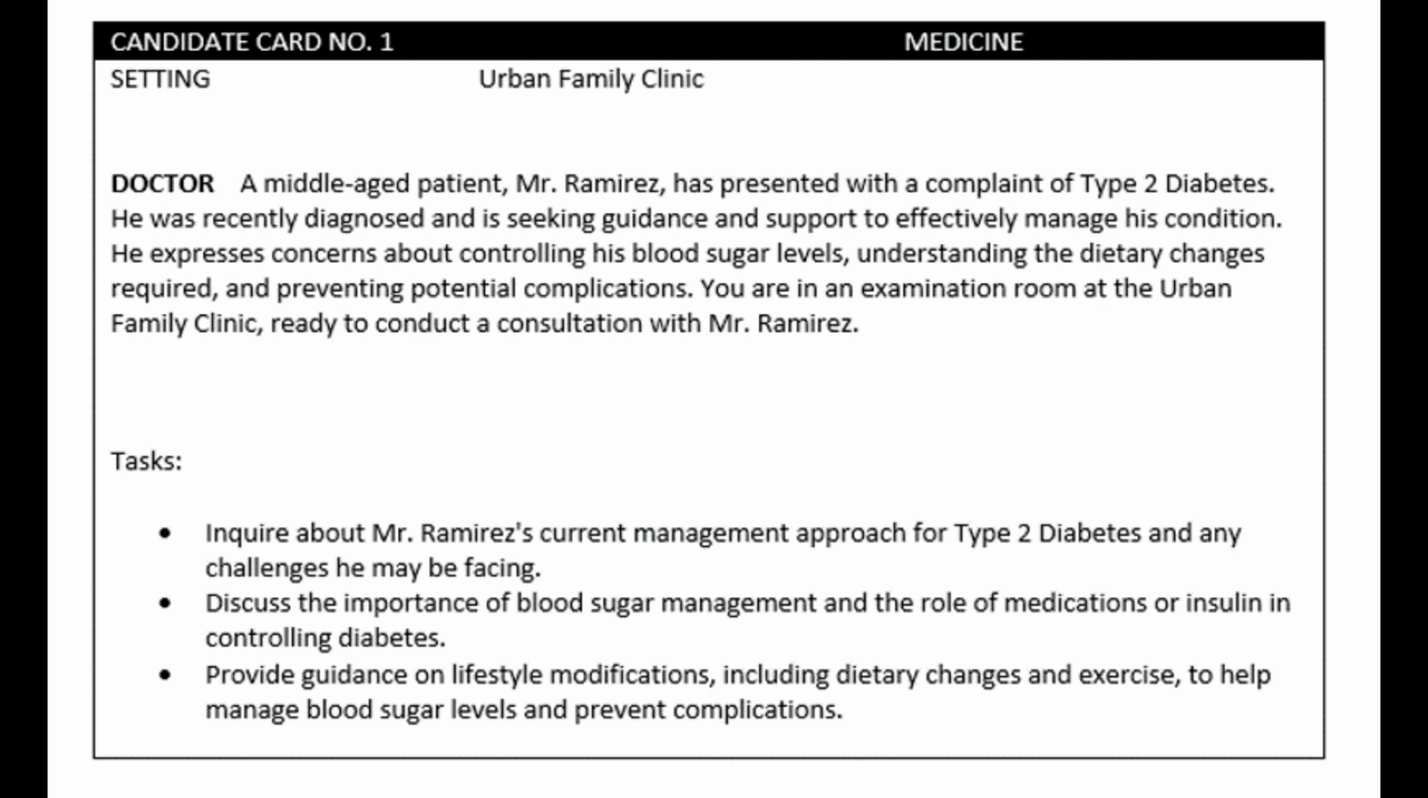We may also need to consider medications or insulin to help you control your blood sugar effectively. Are you open to exploring these options? Along with medications, lifestyle modifications play a crucial role in managing type 2 diabetes. We'll discuss dietary changes, exercise, and other strategies that can help you keep your blood sugar levels in check.